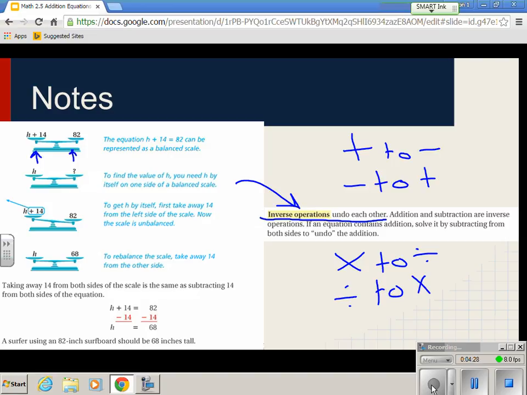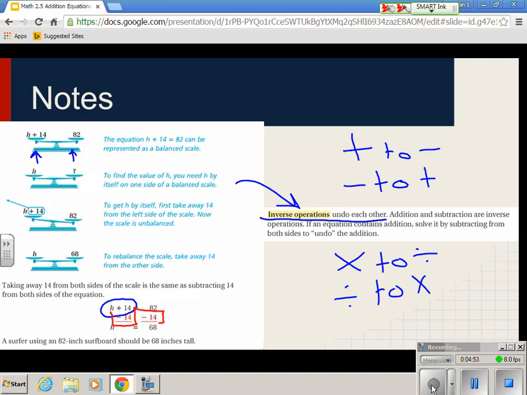So if we go back to our problem where we have h plus 14 equals 82, the inverse operation of addition would be subtraction. So what do we do? Well, in this scenario, we're going to want to take that 14 we have on the one side and subtract it away from both sides.